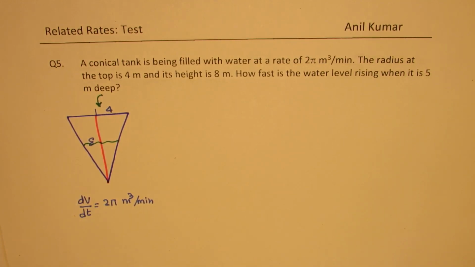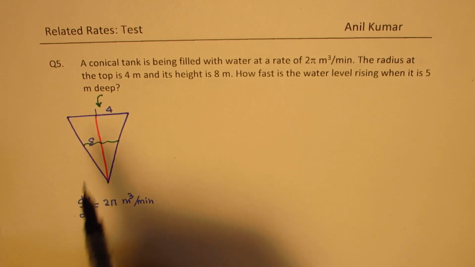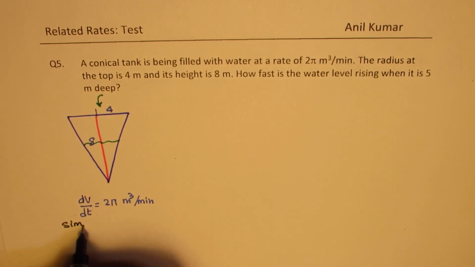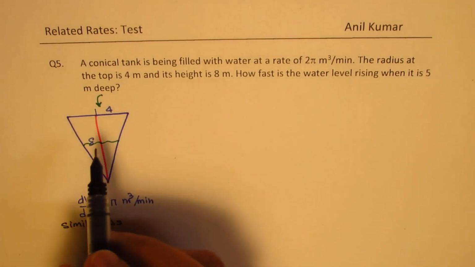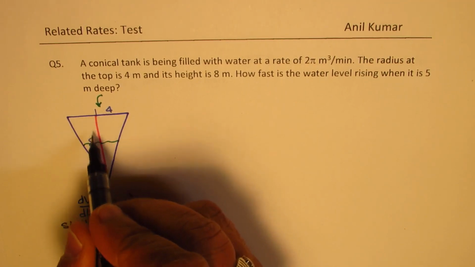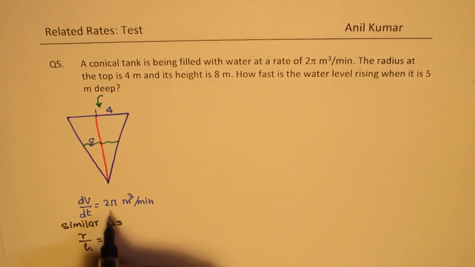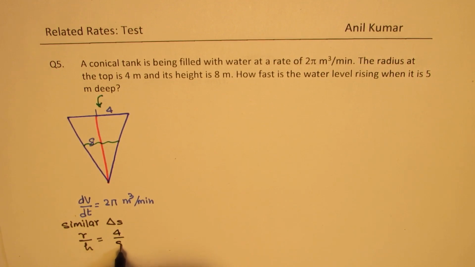Wherever there is a conical tank or a flask included, we have to use similar triangles. From similar triangles, you can see that the ratio of height to radius is the same. The ratio of radius to height here is radius 4 and height 8, so that is going to be maintained. This relates height and radius.